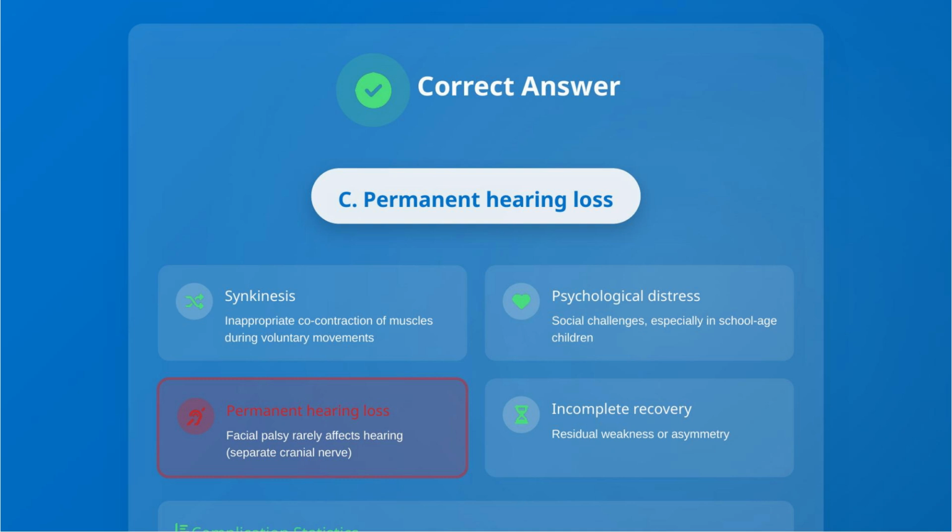The correct answer is C. Permanent hearing loss. Facial palsy rarely affects hearing because the auditory nerve, cranial nerve 8, is separate from the facial nerve. Common complications include synkinesis, occurring in 15 to 20% of cases, which involves inappropriate co-contraction of muscles during voluntary movements. Psychological distress and social challenges are significant, especially in school-age children. Incomplete recovery occurs in approximately 15 to 30% of pediatric cases.